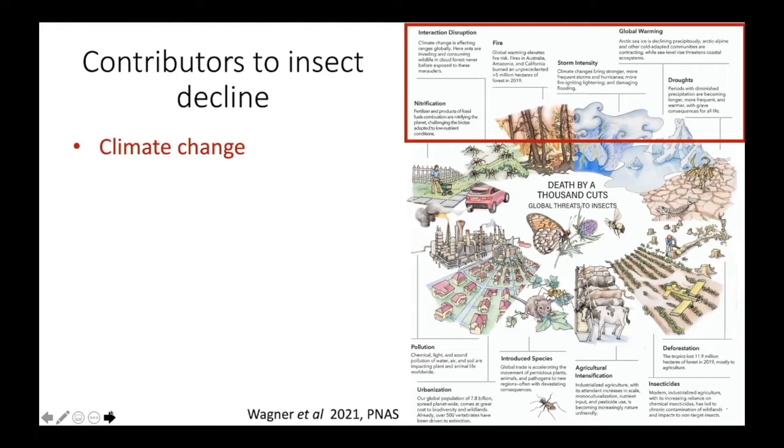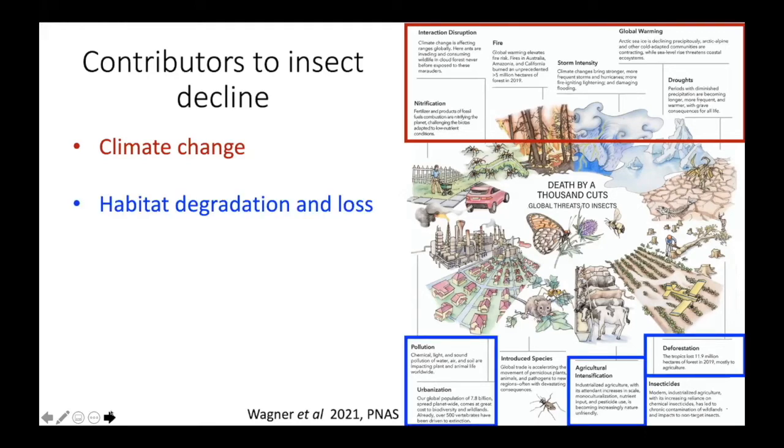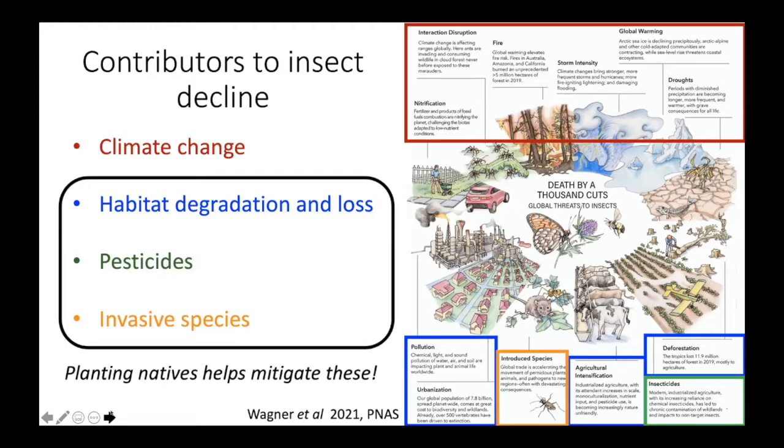Another major driver of loss is habitat degradation and just complete habitat loss. This includes urbanization, agricultural intensification, deforestation, and pollution of natural habitats as well. We also think that pesticide use has had unintentional but really major negative impacts on non-target insect species. And finally, non-native species of plants, animals, and pathogens also have devastating effects on native insects. So the good news is that planting native plants helps to mitigate many of these forces. So why? How do native plants support native insects?